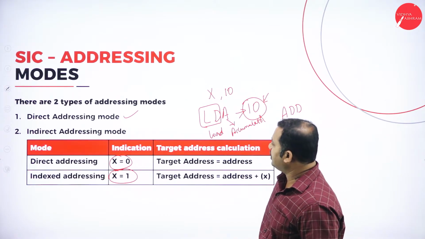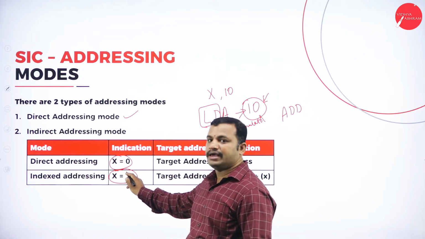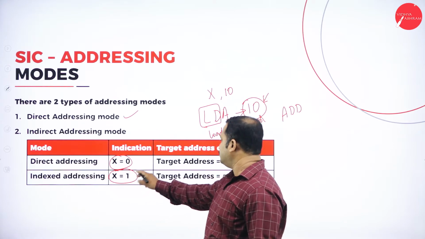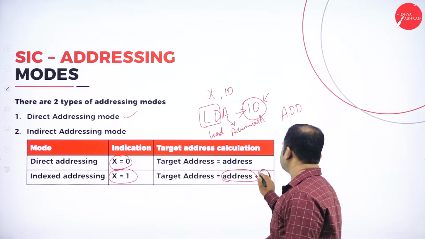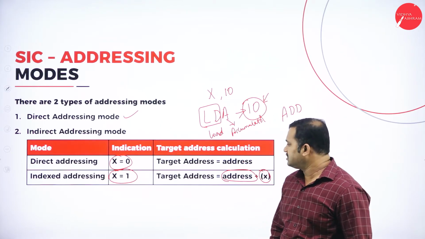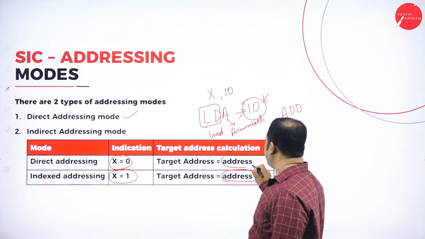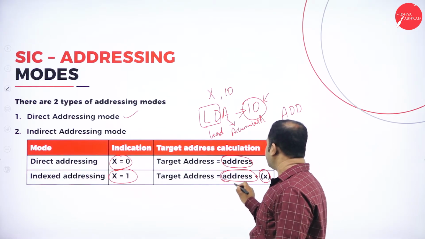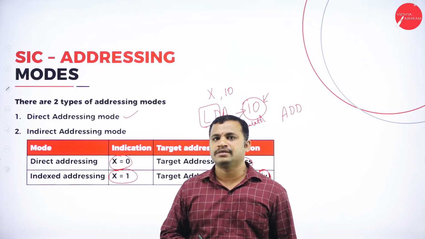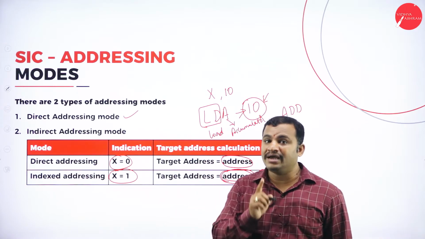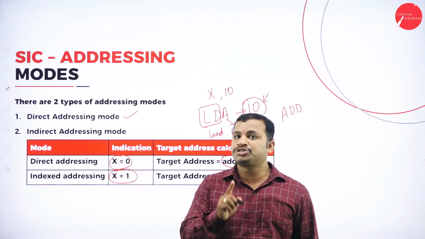So, let me take you into the index addressing mode. In case of this indexed addressing mode, the 9th bit will be enabled, that is 1. Then the target address equals address plus X. What is the meaning of that? You just observe that here the target address equals address plus X. What is this X? It is also called the index value. It depends on the index.